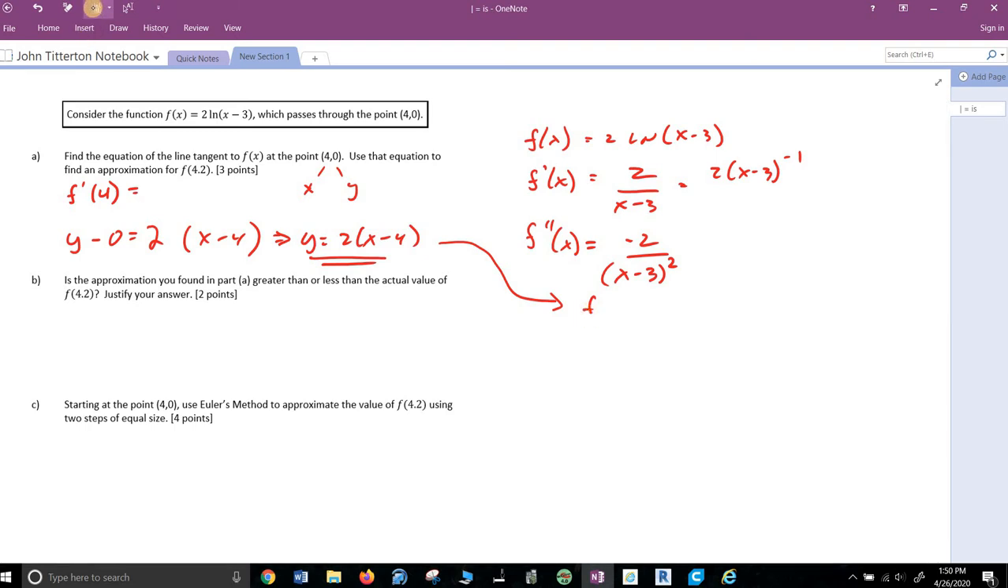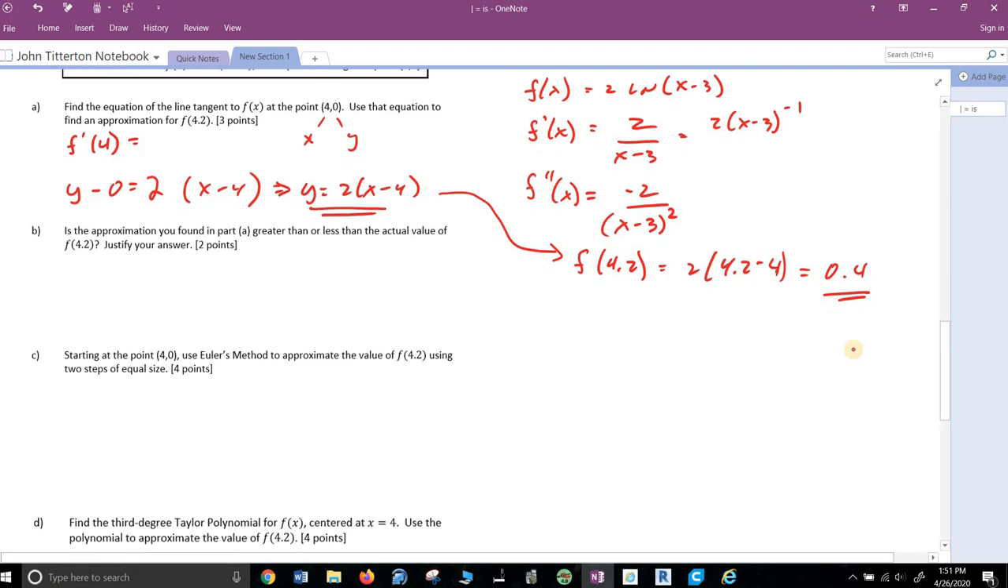Yeah, sure. It's not f of x. I don't know what to call it. I'm not going to worry about it. Approximation for f of 4.2. It is f of x. F of 4.2 equals 2 times 4.2 minus 4 equals 2 times 0.2, which is 0.4. Onwards, is your approximation greater than or less than the actual value of 4.2?